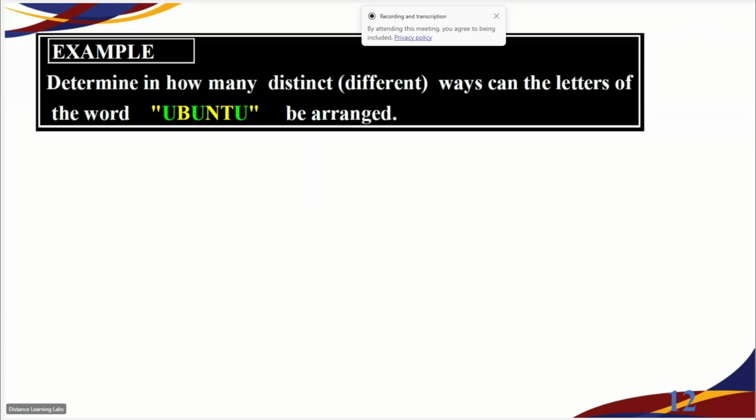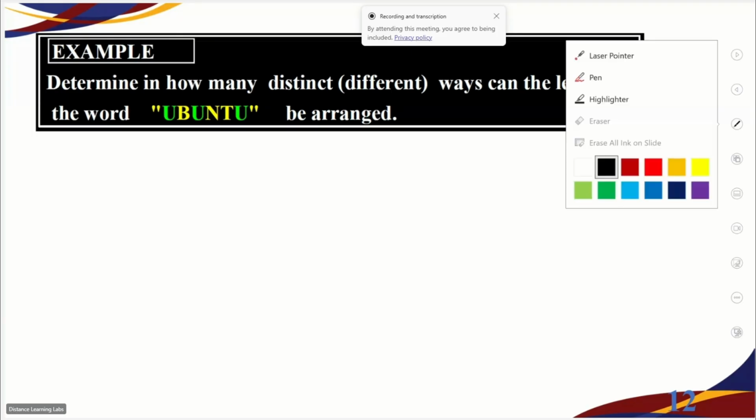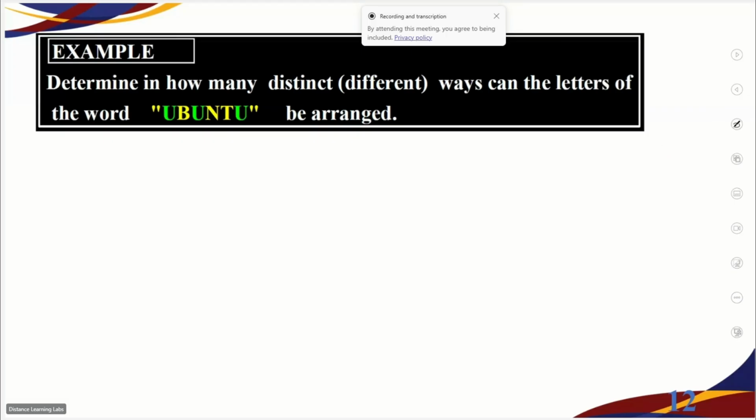Ubuntu has how many letters? That would be your numerator. We check the letters of the word Ubuntu. Ubuntu has 1, 2, 3, 4, 5, 6. Ubuntu has 6 letters, meaning the number of ways it can be rearranged is 6 factorial. This is for the word Ubuntu in total.